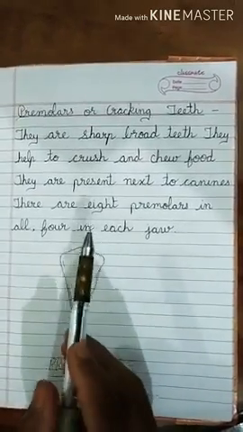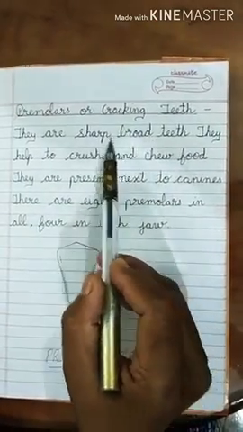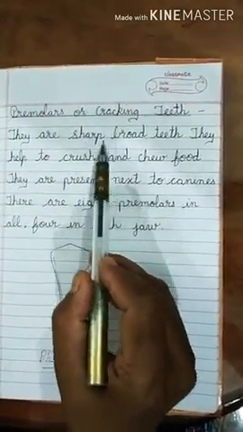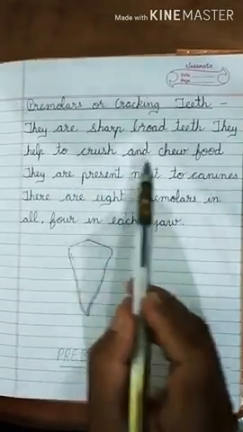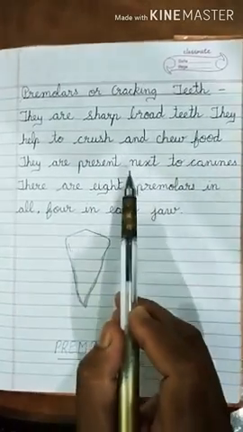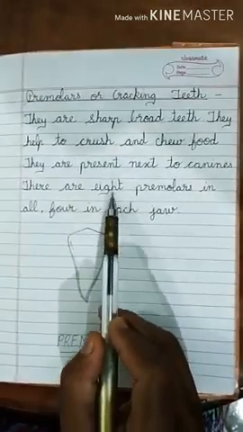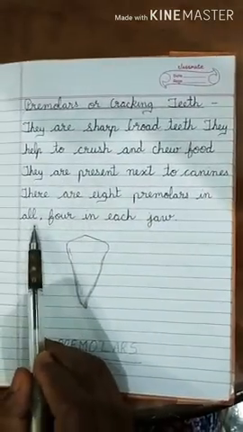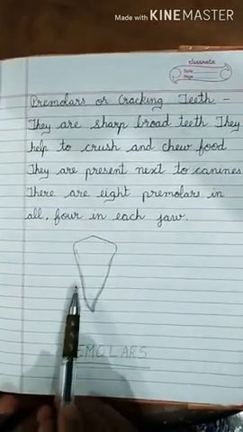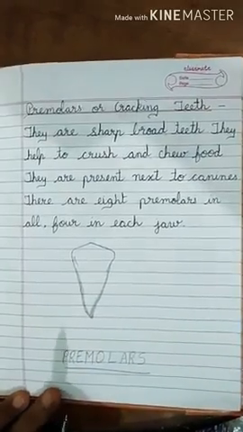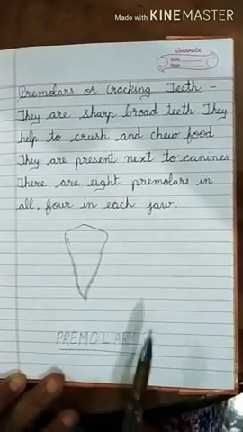So once again I will make things clear. They are sharp and broad teeth. They are not narrow, they are broad teeth, sharp, broad teeth. They are used for crushing and chewing the food. They are present next to canines, and in total there are 8 premolars, 4 in each jaw. Again you can see the picture of premolars. So the premolar teeth are used for crushing and chewing the food.